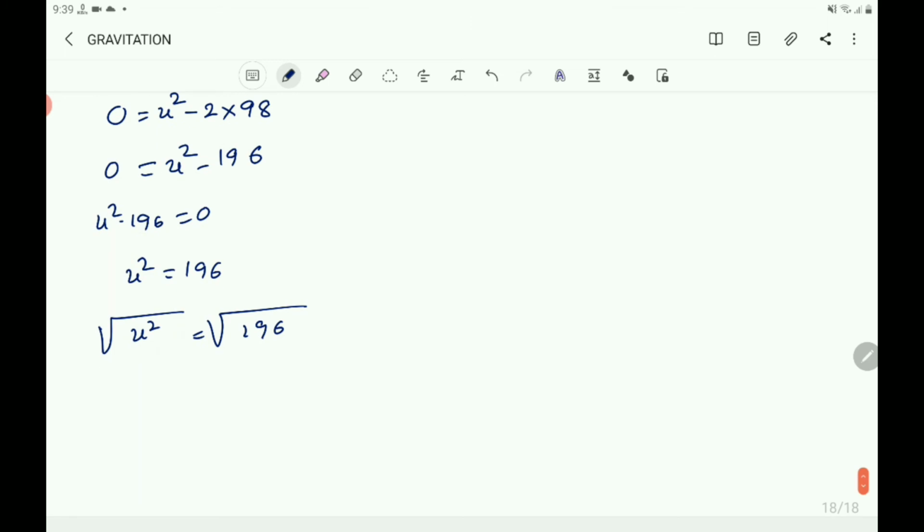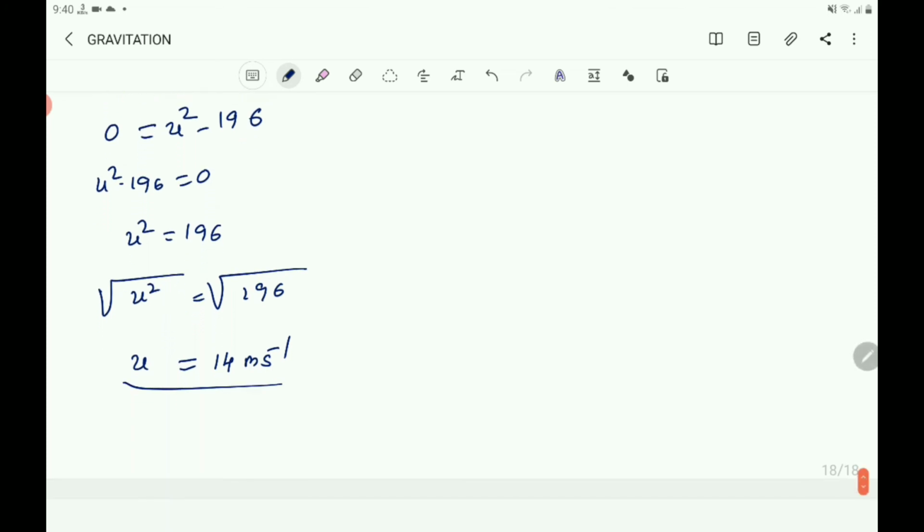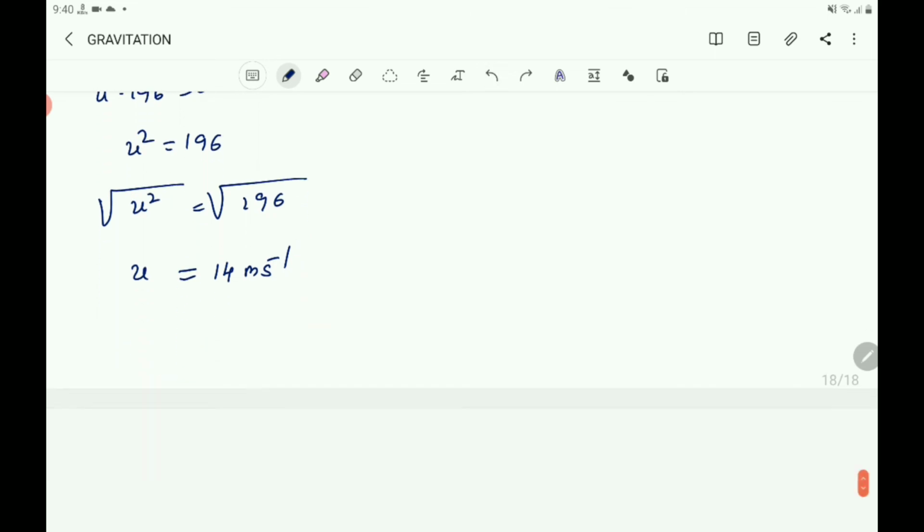Square root of u square equals square root of 196. So u equals square root of 196. 196 is the square of 14, so the square root of 196 is 14. The unit is m s to the power of minus 1. So what is the initial velocity, or the velocity with which the object was thrown vertically upward? That is u equals 14 m s to the power of minus 1.